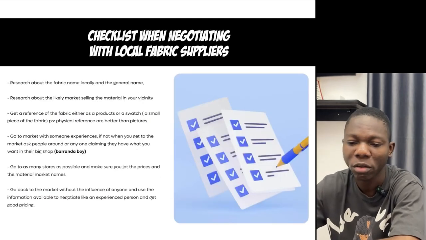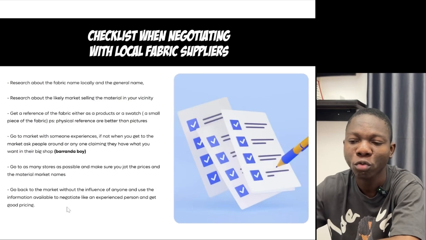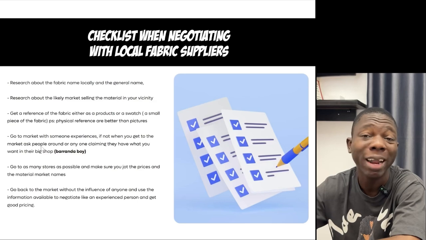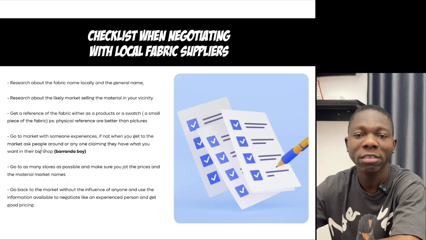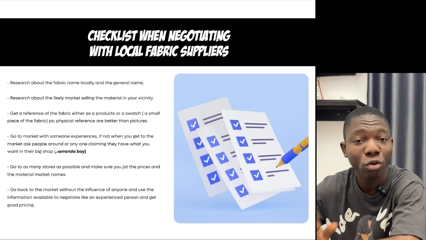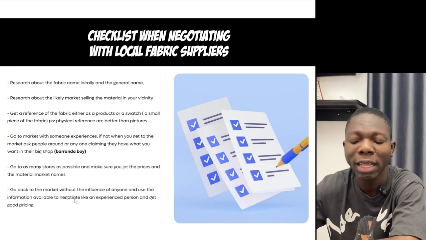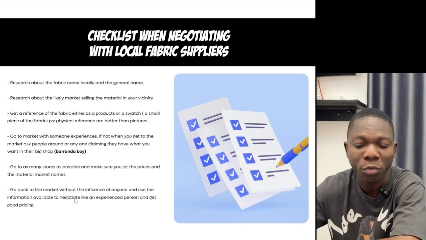So I made some checklists that you can follow when you want to negotiate with fabric suppliers. First, do your research about the local name and the generally accepted name. Do your research about the market and the material availability. Get reference pictures, or take a physical reference. Go to the market with someone that is experienced. Or if you can't, when you get to the market, don't follow anybody that says they own a big shop. Be careful, so you don't get kidnapped. Go to as many stores as possible and make sure you jot down the prices and the material names. Now you go back to the market after a few days and you negotiate like an experienced person and get a good price.